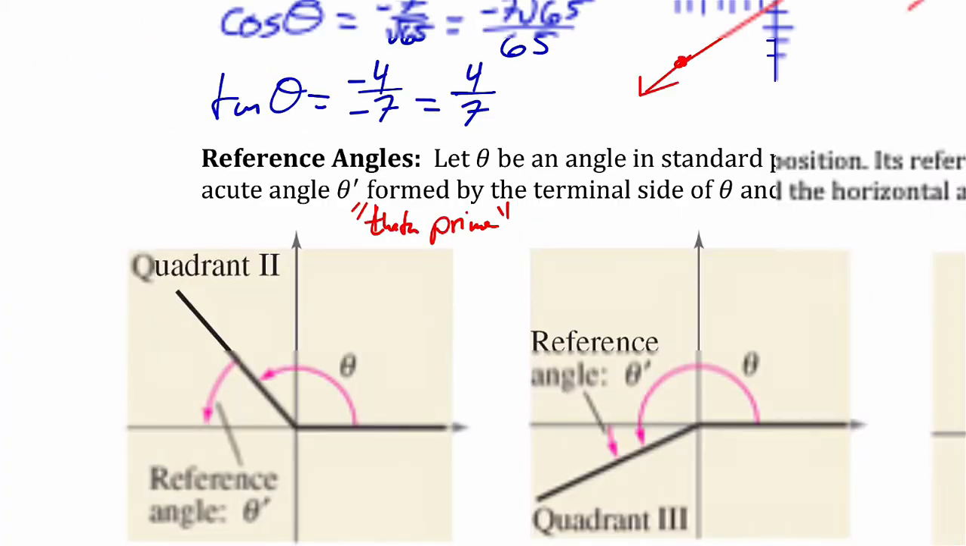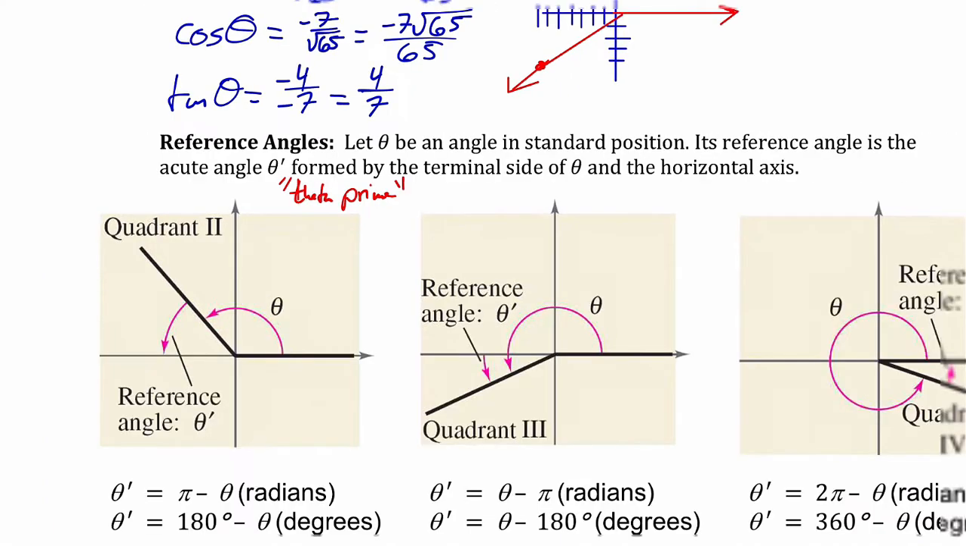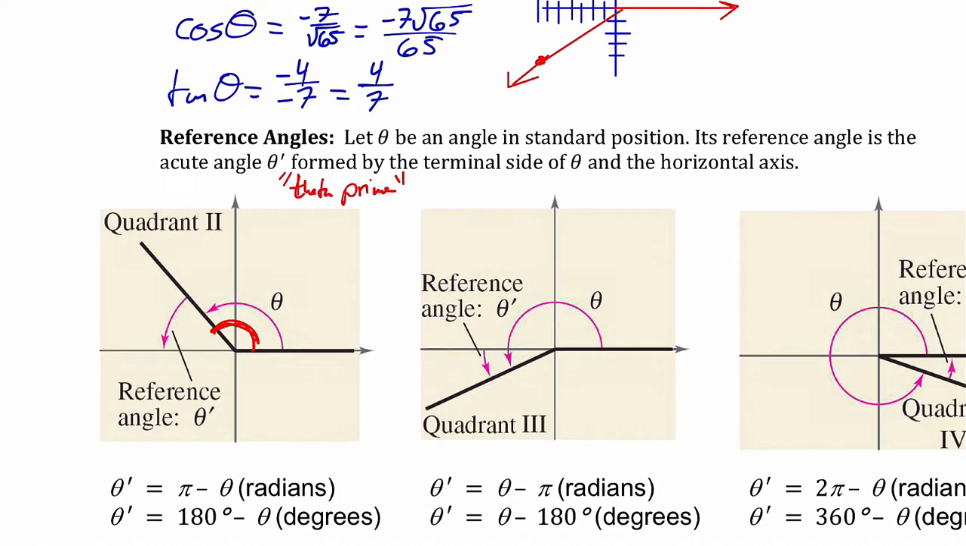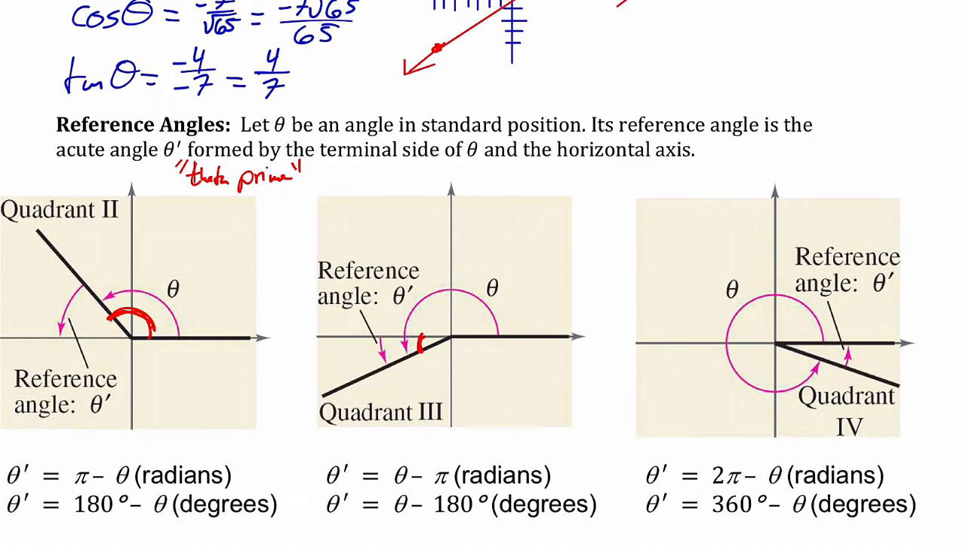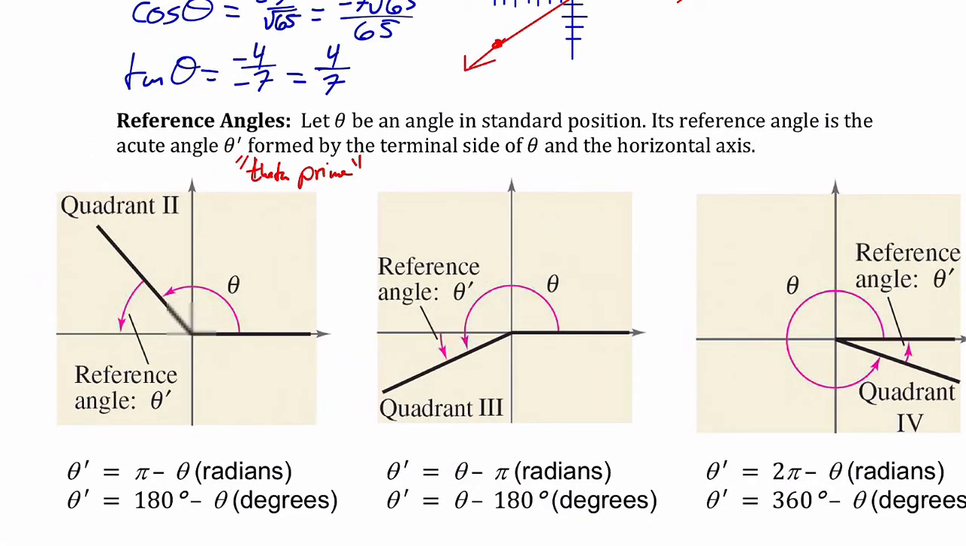It's formed by the terminal side of your angle and the horizontal axis, in other words, the x-axis. So for example, if you have an angle over here in quadrant 2, the angle measures here, but the reference angle is just going to be that smaller angle there. If it's in quadrant 3, it's just going to be that small angle there. If it's in quadrant 4, it's going to be the small angle there. So essentially, it's going to be some smaller angle that's between 0 and 90 degrees.